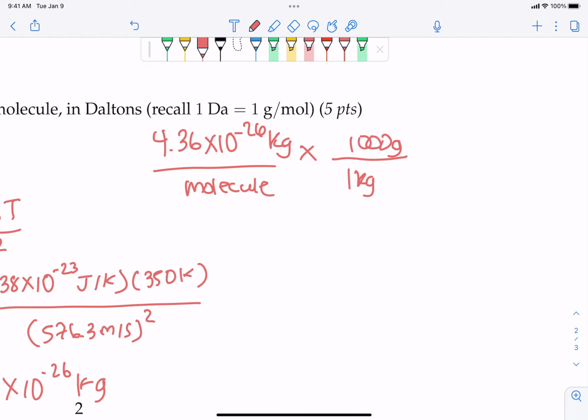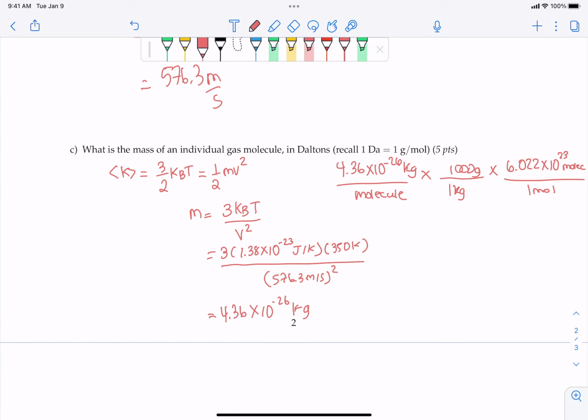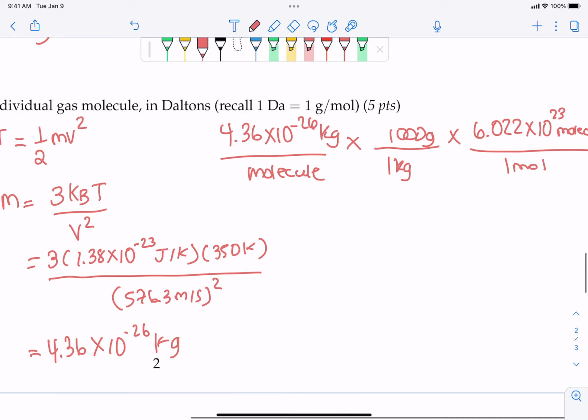Yep. Avogadro's number, right? So we know that there are 6.022 times 10 to the 23 molecules in 1 mole of gas molecules. So that would give you grams per mole as a whole. That rhymes. Awesome.